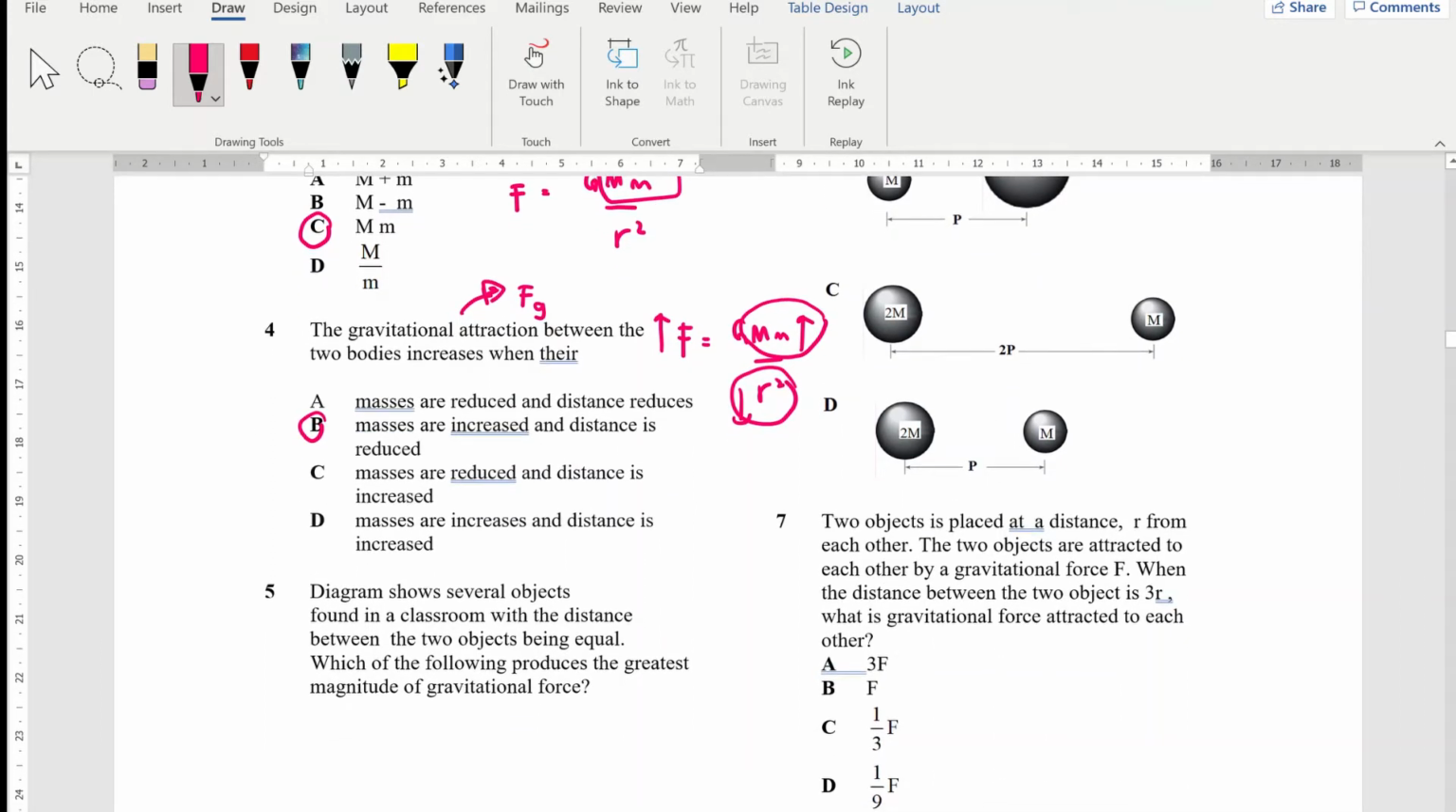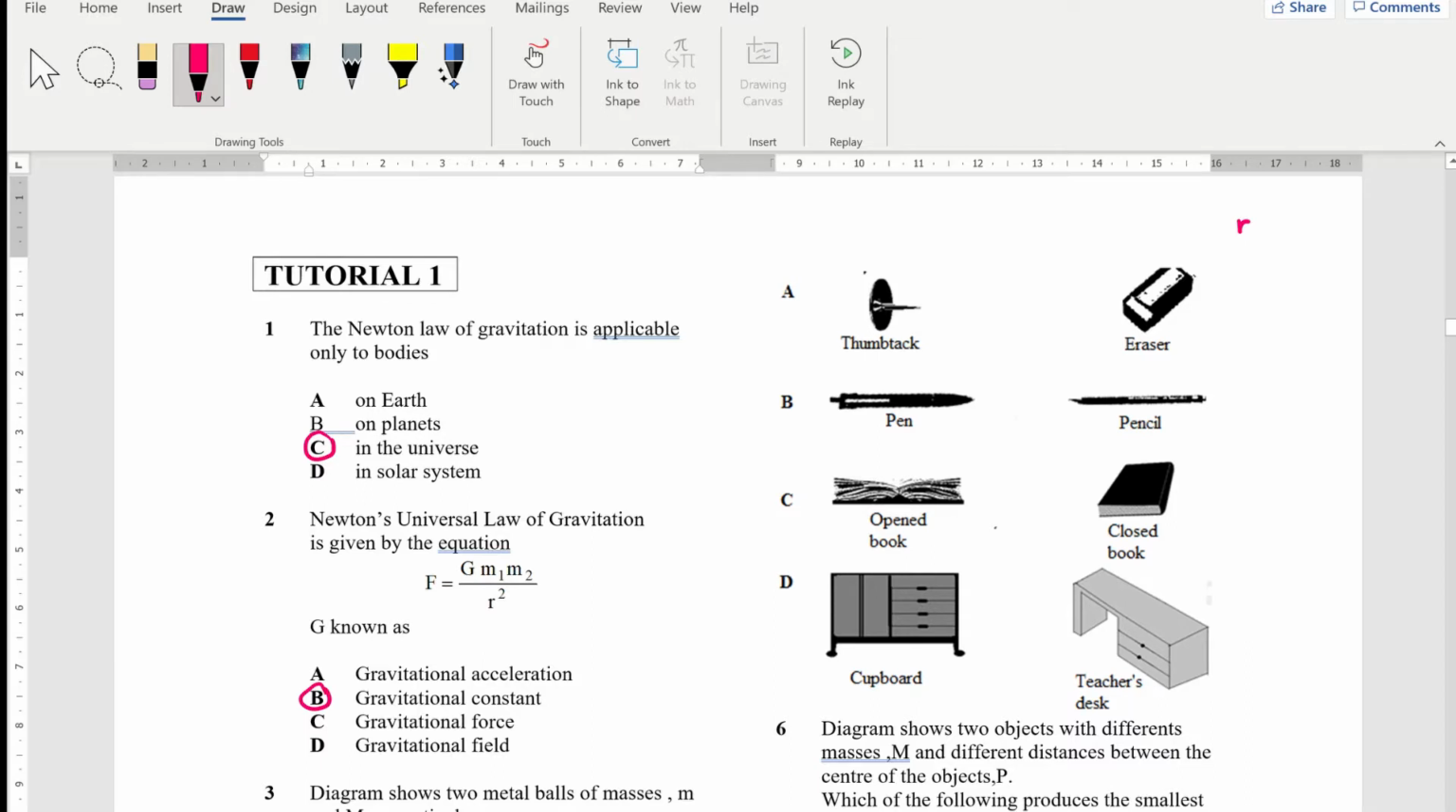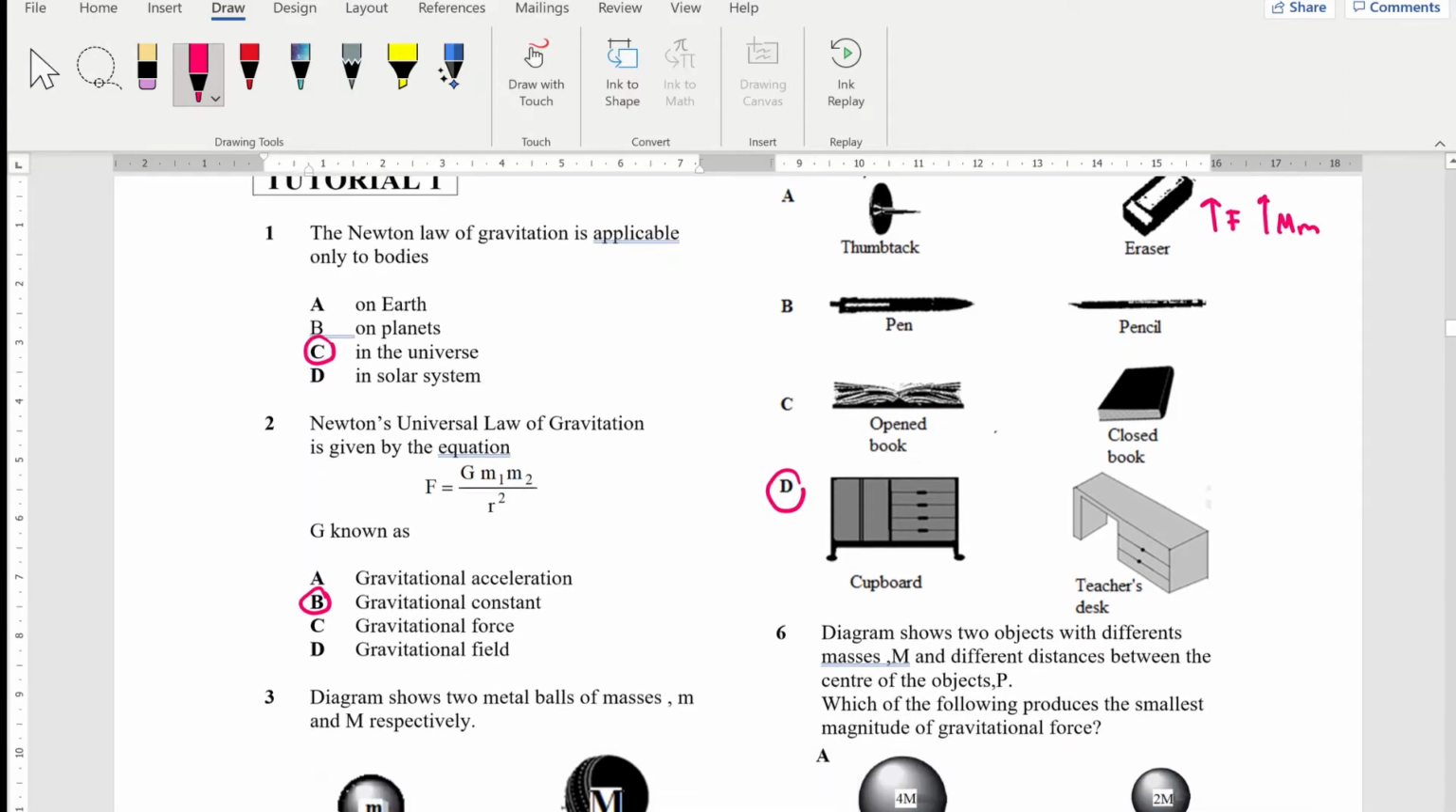Number 5, diagram shows several objects found in classroom with distance between the objects being equal. Dia dah bagi tahu distance dia sama, equal. Which of the following produce the greatest magnitude of gravitational force? Okay, so nombor 5 ni kita kena tengok bila distance dia constant. Maksudnya yang akan berubah kat sini mass lah. So, faktor dia yang affecting the force only kalau kita punya mass ni besar. Jadi jawapan dia is D. Cupboard dengan teacher's desk lagi berat daripada open book and closed book, pen, pencil and thumbtack versus eraser.